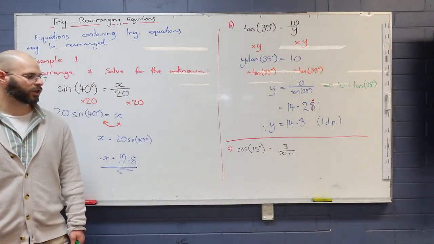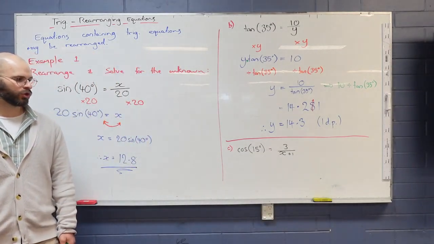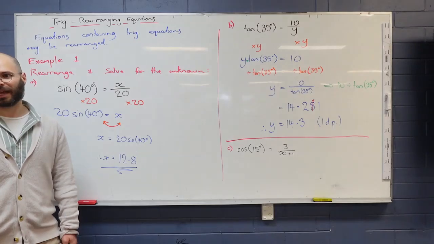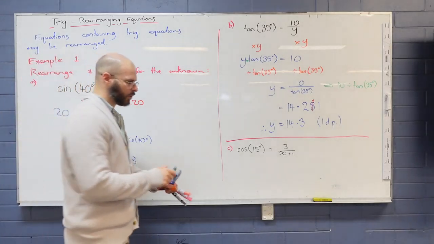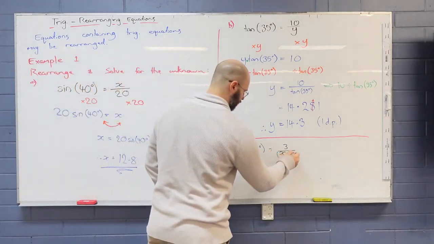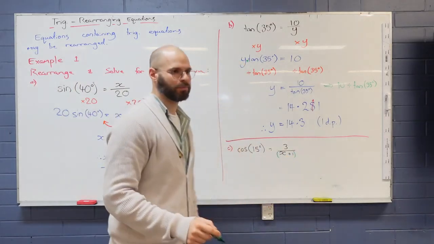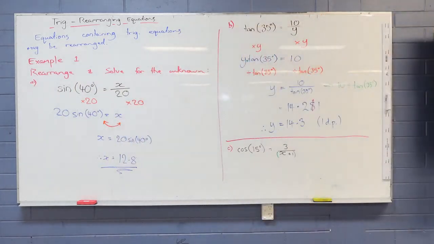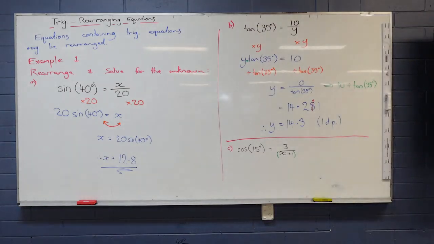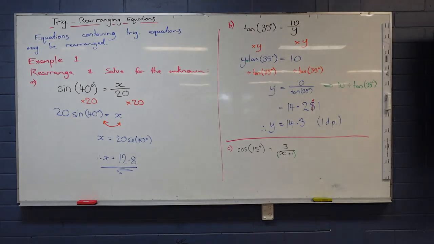Okay, we have cos 15 degrees equals 3 over x plus 1. I'm going to give you a hint. There's implied brackets on the x plus 1. Treat x plus 1 like it's a singular variable till the very end. I give you 10 seconds to get a head start.